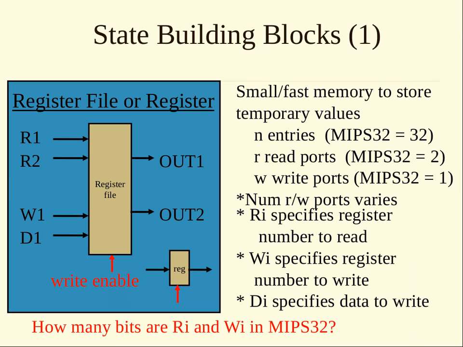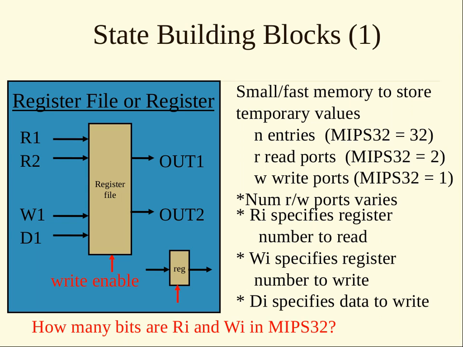Register file. Small, fast memory to store temporary values. It's going to hold 32 integers, or 32-bit integers. So inside of this register file, there is an array of 32 integers, each of which is 32 bits.